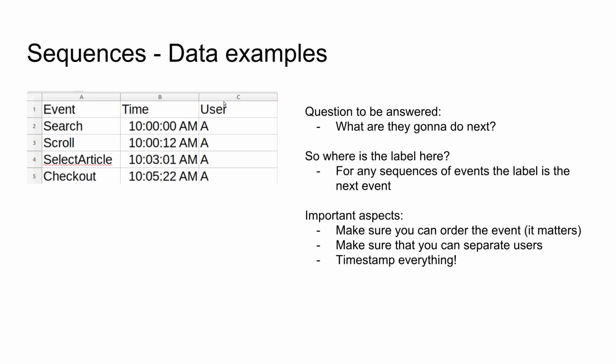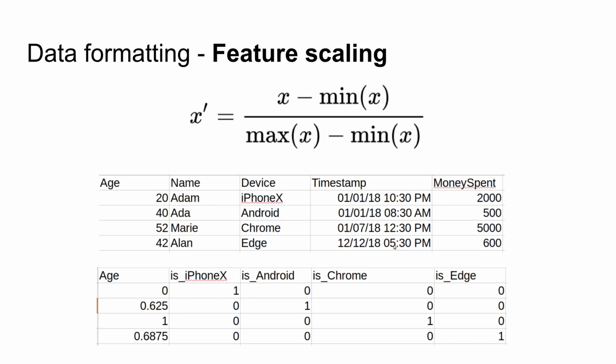You also need to make sure that you can separate them between users, what users did what. It doesn't have to be personally identifiable; you can anonymize the data by hashing and so on, if you are afraid of data integrity. So make sure that you are able to separate users, because the events are important within the user but not across users, and timestamp everything. That is also a general rule with the data: put a timestamp on everything.